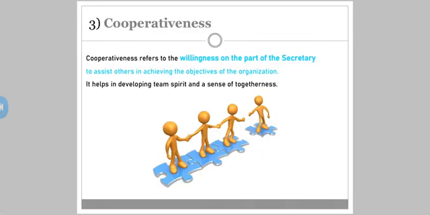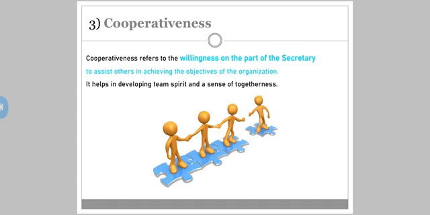Coming to the third quality, cooperativeness. What is cooperativeness? Cooperativeness refers to the willingness on the part of the secretary. Willingness means to get ready to do something. You are willing to do something, you are ready to do something. So being cooperative means being willing to do something for others.